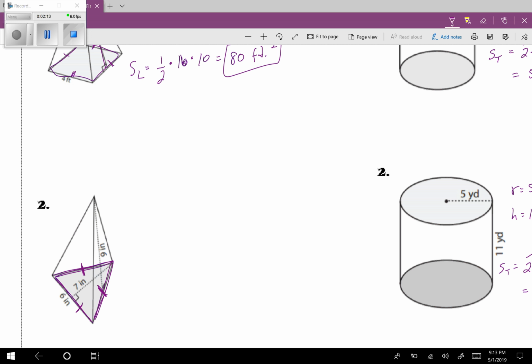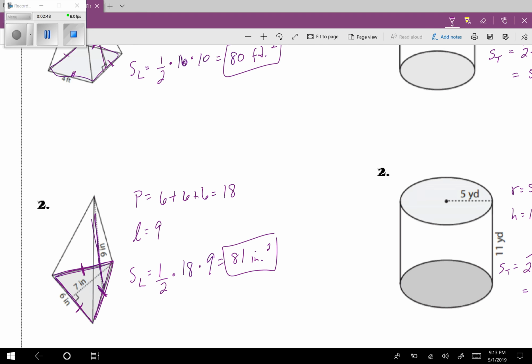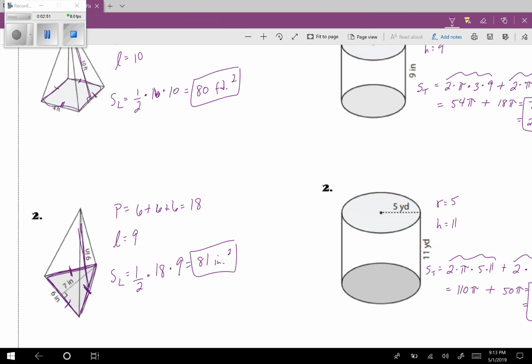So we've got our base, and we've got to find the perimeter of it. If this side is 6, that means this side and this side are also 6. So we add those together and you get 18. Now our slant height, how tall are those triangles? They're 9. So our lateral surface area is 1/2 times 18 times 9. Half of 18 is 9, 9 times 9 is 81, and it's inches squared. So that's the lateral, very easy.